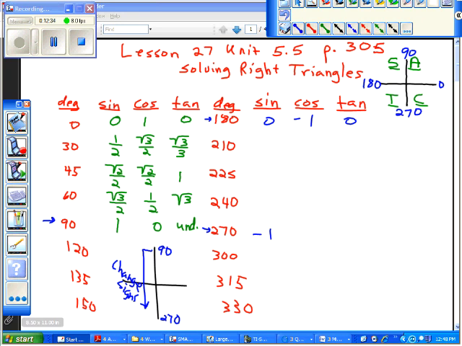For 270 cosine, we're really thinking 90. What's cosine 90? 0. What's the negative of 0? 0. For tangent 270, we think tangent 90. What's tangent 90? Undefined. Well, it's still going to be undefined. We still say undefined.